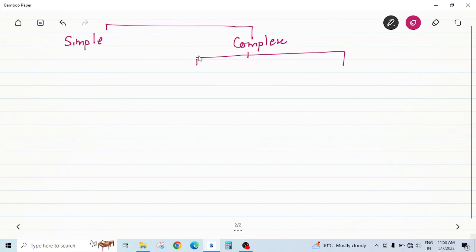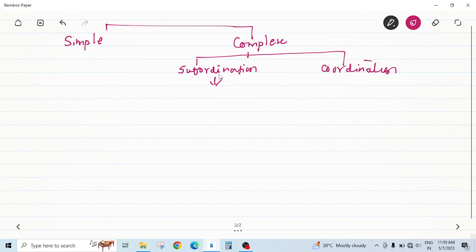And for the complex sentence, the two processes are used, that is subordination and coordination. Understand? You have studied earlier in traditional grammar that there are three types of sentences: simple, compound, and complex. But in modern grammar, there are only two types of sentences, that is simple and complex. Now, we have to understand this process, that is the subordination process.